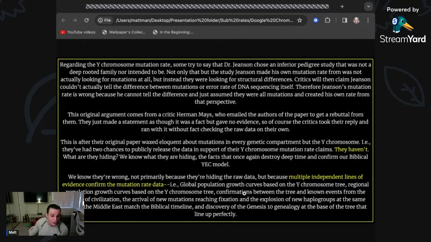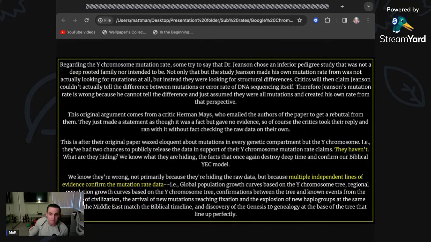Then we have population growth curves based on the Y chromosome tree that show it's true. Regional population growth curves based on mitochondrial DNA, that's true. I just showed you that one. Confirmation between the trees and known events from the history of civilization, which was the last chart that I showed: the arrival of new mutations reaching fixation and the expansion of new haplogroups all at the same time in the Middle East, which matches the biblical timeline and place, and discoveries of Genesis 10 genealogies at the base of the tree that line up perfectly.